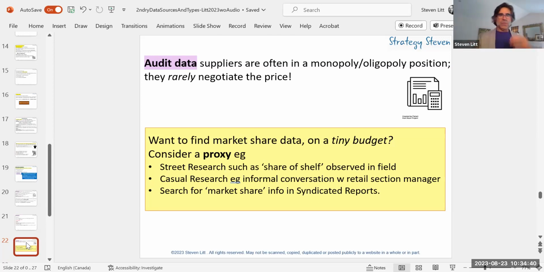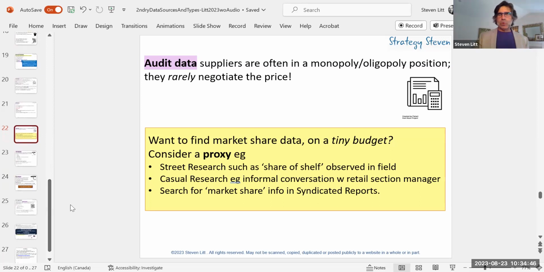What do you do if you're on a tiny budget? I would say consider a proxy or another way of getting almost good enough data. First, street research. We already spoke about share of shelf as somebody who goes in the store and looks and measures. Second, casual research. Some conversations with, let's say, the section store manager who manages produce or laundry detergent in the store. You have a chat with them. Find out who's number one, who's number two in the market that way.